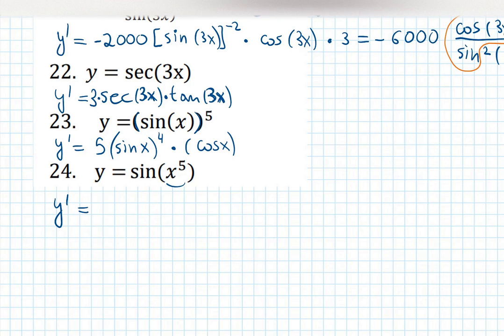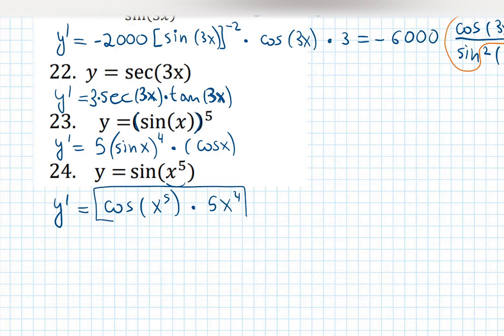Now sine is the function outside, so I will have cosine of x to the 5 times the derivative of the function inside. X to the 5 gives me 5x to the 4. And that was the last one. Again, just to make a very strong point, sine x, everything to the 5, is sine to the 5 of x, versus sine of x to the 5 is sine of x times x times x times x times x, 5 times. Make sense?